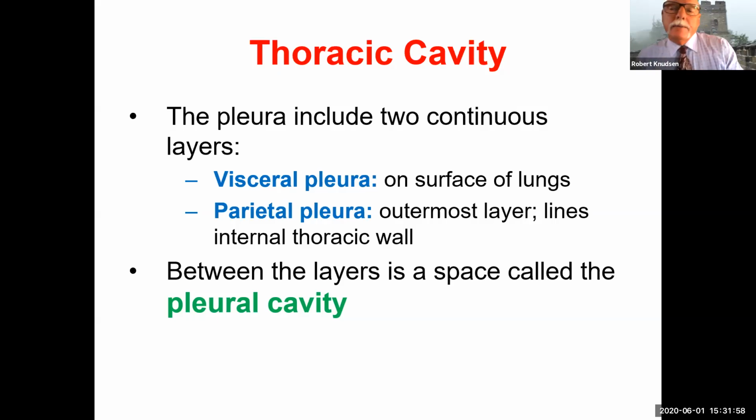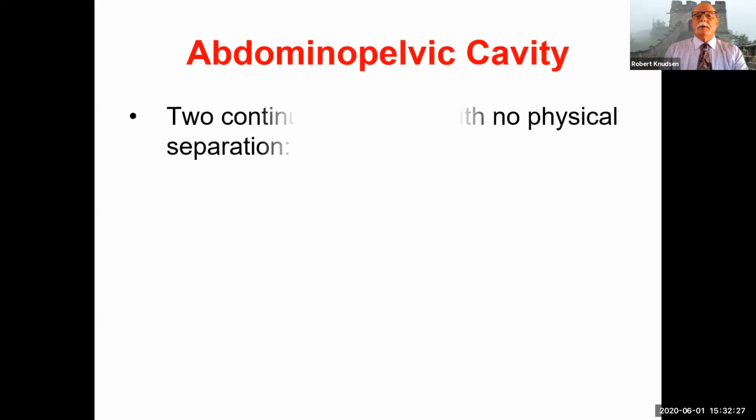Go back to the heart. Remember what that space was called? Pericardial space, right? What did it have in it? Fluid. What was the name of the fluid? Pericardial fluid. What is it when that fluid is infected? Pericarditis. Okay? What is it when it's infected in the pleural cavity? Pleurisy. Get it? Wow. Feel good, huh?